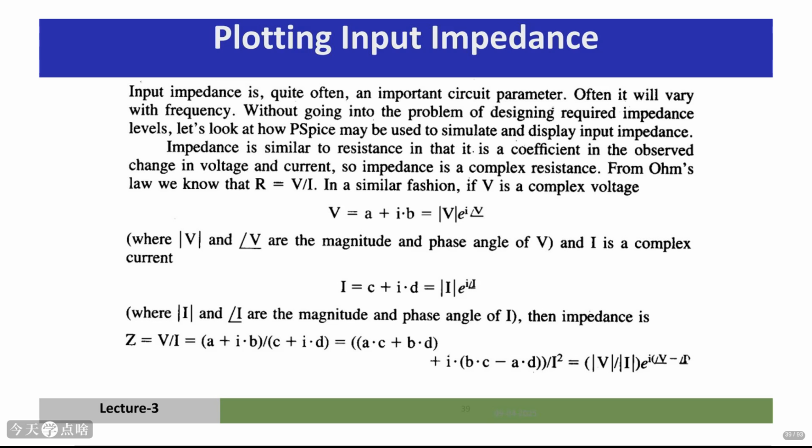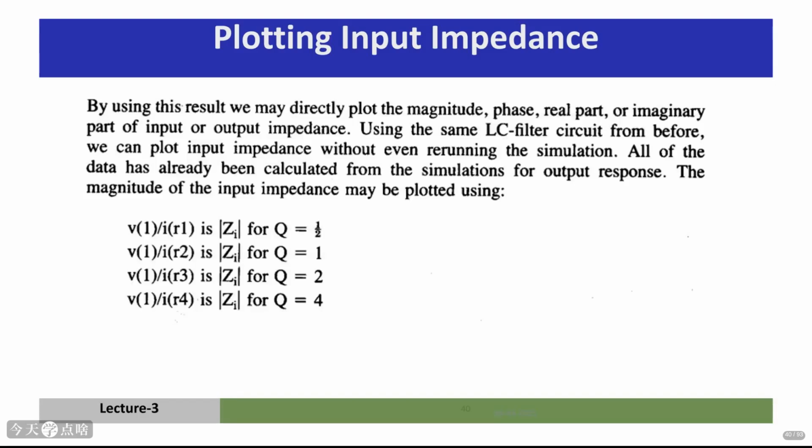The phase of the input impedance is the phase of the output voltage minus the phase of the input current. Using the LC filter circuit again, we can plot the input impedance without rerunning the simulation. Since we already calculated the output voltage and input current, we can simply divide them.